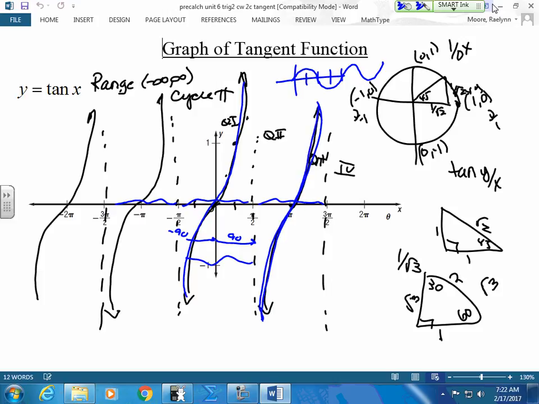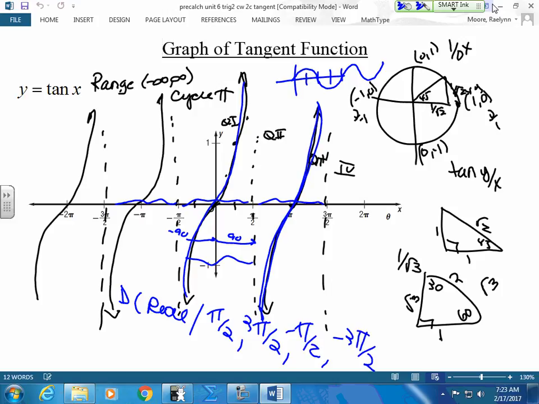Now, your domain is a little bit different. So we're going to start like this. My domain says you can use all real numbers except what? Except, give me some numbers here. Except what numbers can I not use? Give it to me in radians. Pi over 2. 3 pi over 2. Negative pi over 2. Okay, now let's look for a pattern.